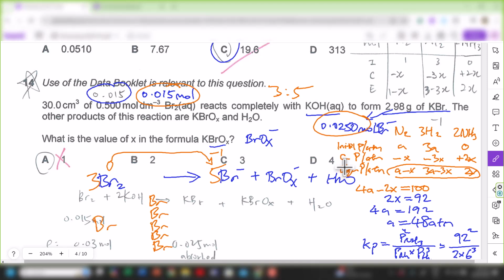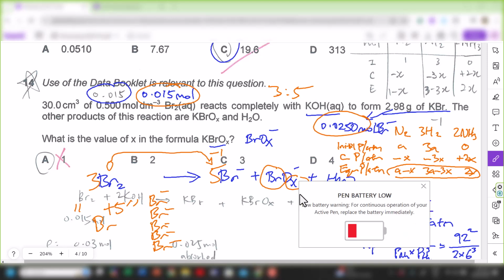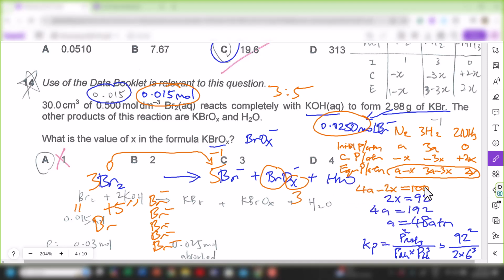Correct, because each of these 5 will gain 1 electron, so this bromine will donate 1 to each of the 5, so it becomes like a +5. That means that the bromine here must have an oxidation state of +5. So for it to have an oxidation state of +5, X must be 3. Am I right to say that? You can do a quick calculation if you want. BrO3 minus, the oxidation state of bromine is +5. With that alone, I have already balanced this equation and successfully determined what X is, which is 3.